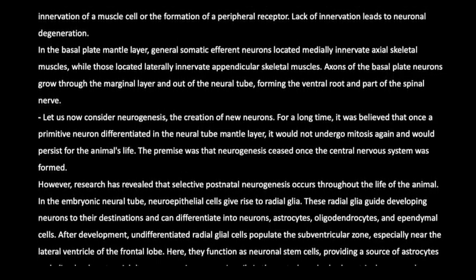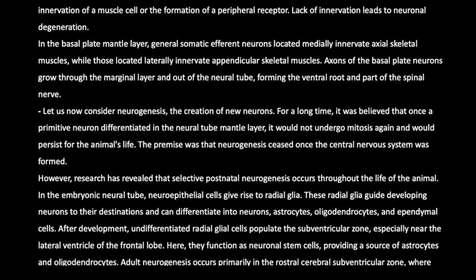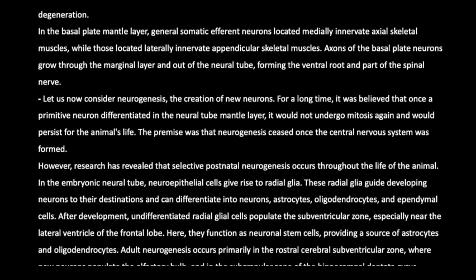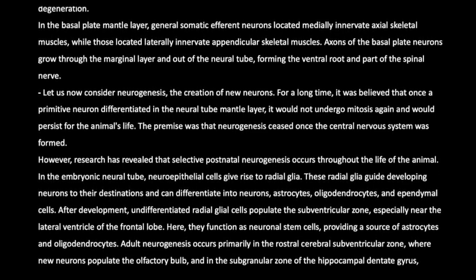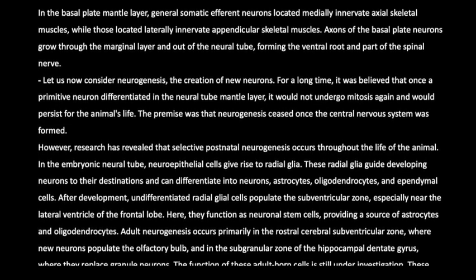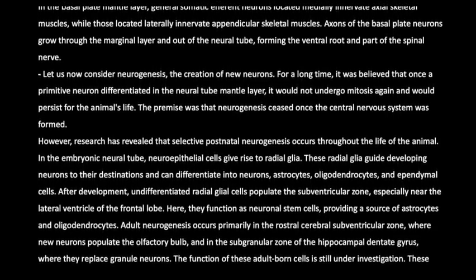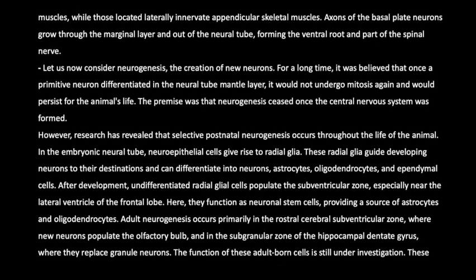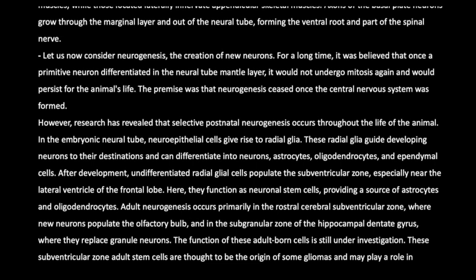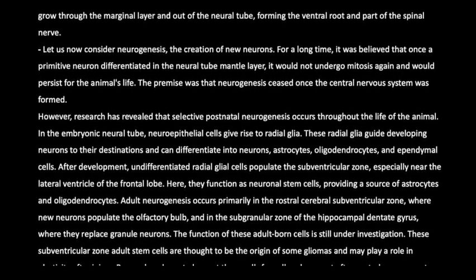Let us now consider neurogenesis, the creation of new neurons. For a long time, it was believed that once a primitive neuron differentiated in the neural tube mantle layer, it would not undergo mitosis again and would persist for the animal's life. The premise was that neurogenesis ceased once the central nervous system was formed. However, research has revealed that selective postnatal neurogenesis occurs throughout the life of the animal.